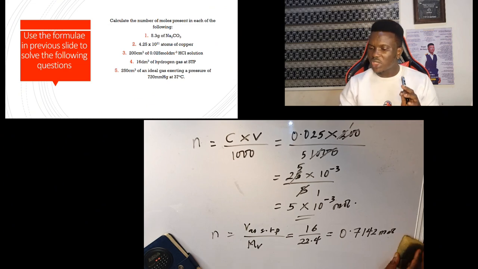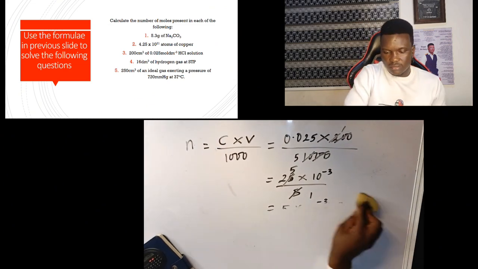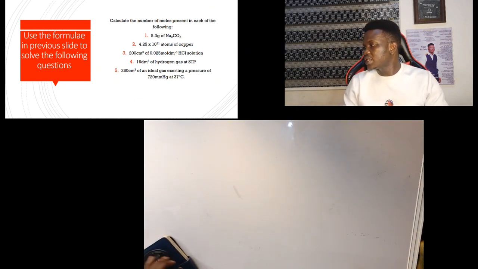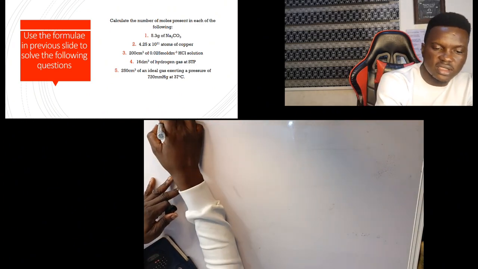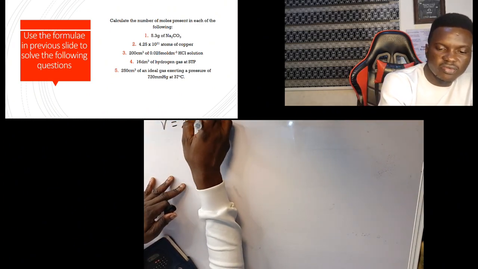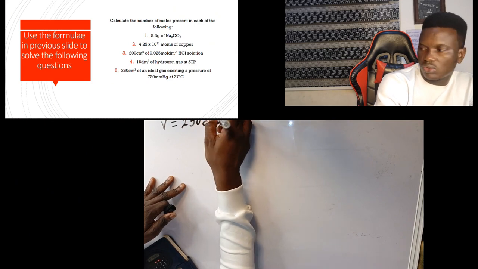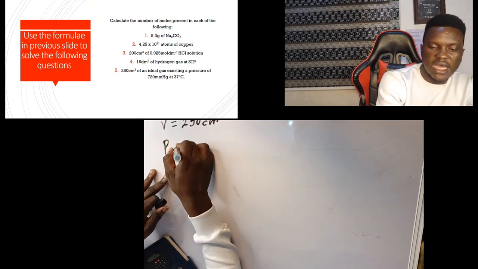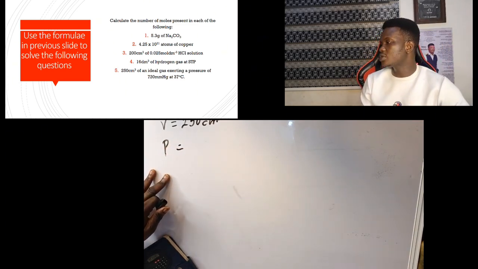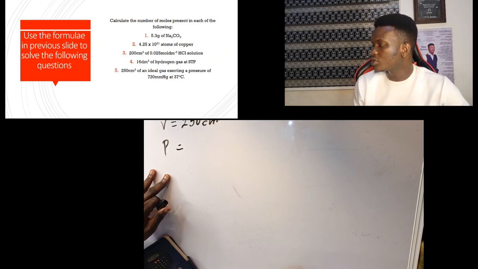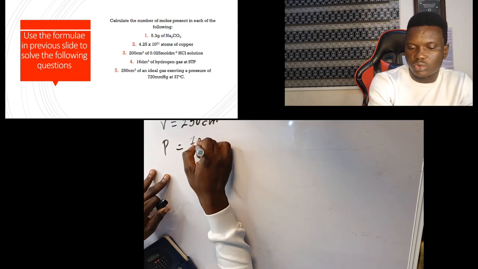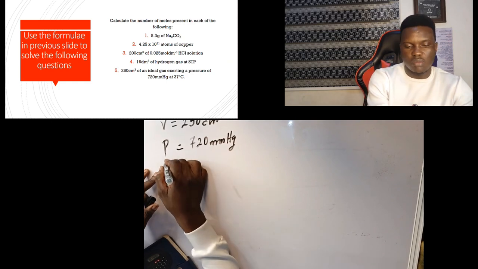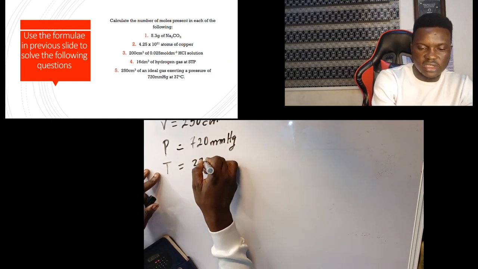So the last one, which is now very, very important. I told you something at the beginning. The last one says that 200 cm cube. So if you're a learner, you can list it out. V is equal to 250 cm cube of an ideal gas exerting a pressure. Now you can hear the word ideal gas. That means we're going to be applying the ideal gas equation. So you have a pressure of 720 millimeters of mercury at a temperature of 37 degrees C.